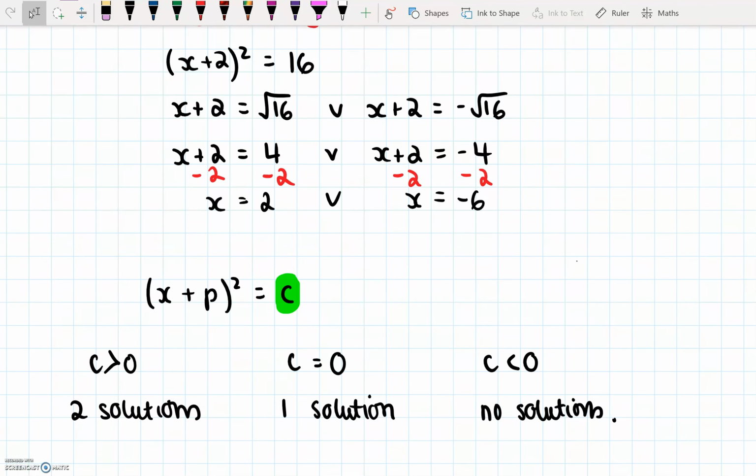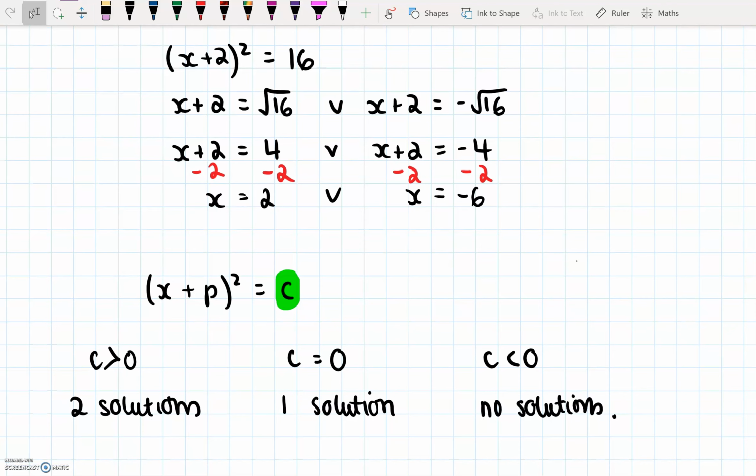So these are our general rules. Firstly, simplify it down so that you have something squared equals c. Then take the square root of both sides and solve from there. This will save you a lot of time in preference to expanding the brackets, moving the c over, and then trying to factorize or use the ABC formula. This is much easier.